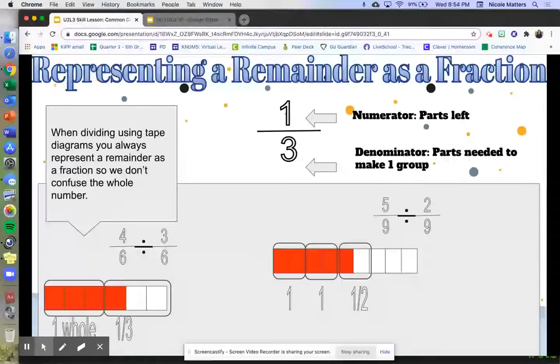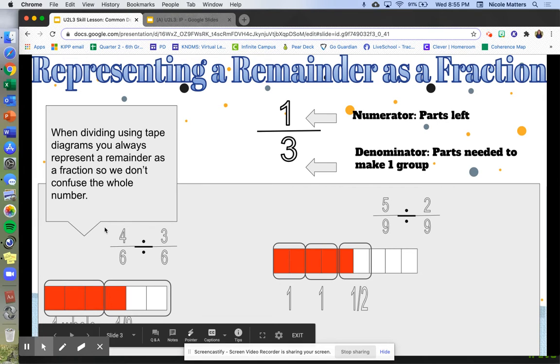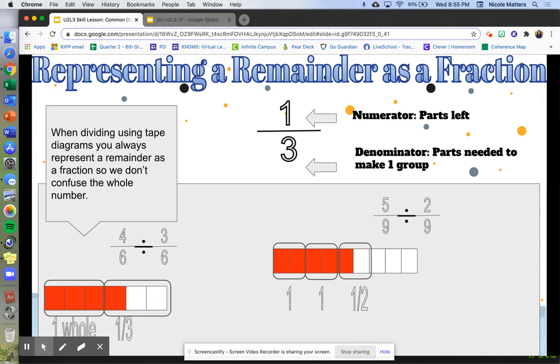So if you go ahead and look up in the top right, the numerator of your remainder is the number of shaded parts left outside of the groups that you have made. And then the denominator is the number of parts needed to make one group. So you would go back in your problem and look at your group and see how many you need. Let's look at 4/6 divided by 3/6. We know we can do this because the denominators are the same, so we can solve this expression.